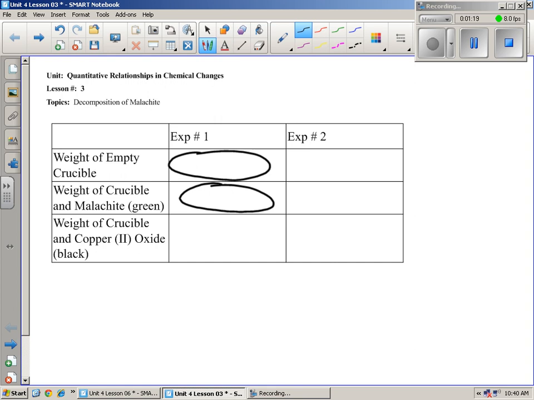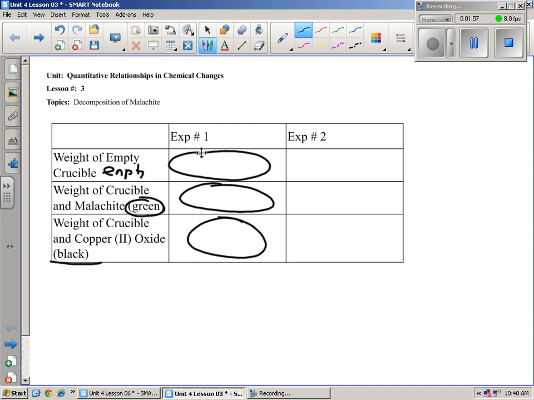So the weight of the test tube and the black stuff was the very last weight you took. And I want you to take that number and subtract just the test tube, and that should be the number that goes here. I just want the weight of the black stuff. So just the black stuff here, just the green stuff here, and this is your empty one here, of course.